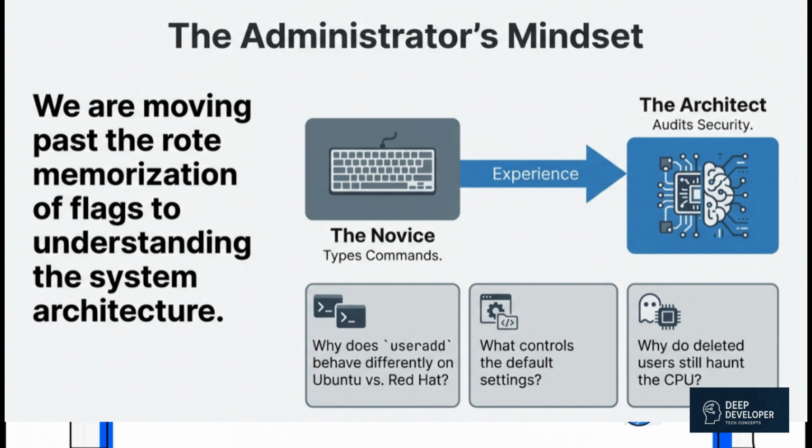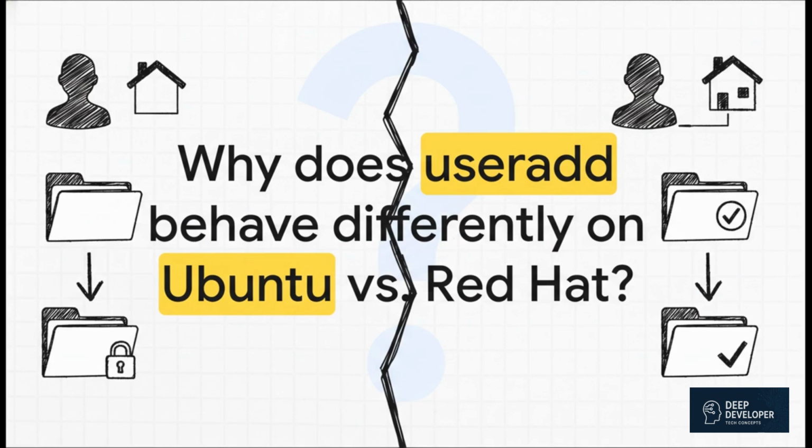We're going to start with a question that trips up, well, just about everyone at some point. So have you ever been in this situation? You're following a tutorial online, you type in useradd on an Ubuntu machine, and nothing, no home directory. But then you do the exact same command on a CentOS or a Red Hat box, and poof, it works perfectly. It's super frustrating, right? Well, you've just stumbled upon the exact mystery we're going to unravel today.